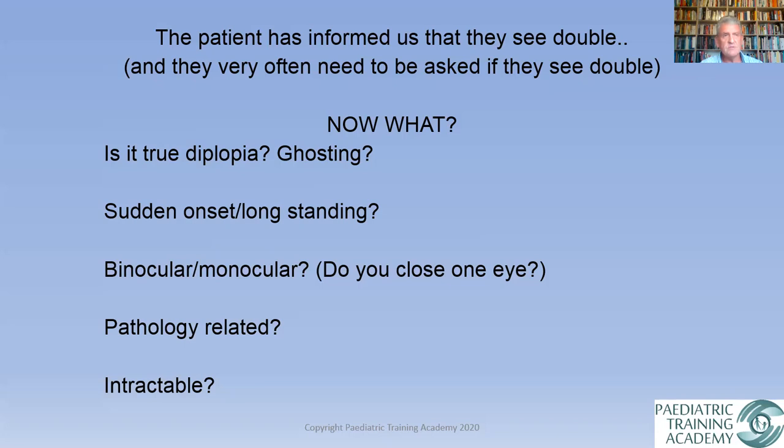Is the diplopia intractable? In other words, they've got it, they've had it, and nothing gets rid of it other than occluding one eye. So the exercises, they've tried therapy, they've tried surgery, they have the diplopia, and it is there, and there's nothing they can do about it, and it's constant and permanent.